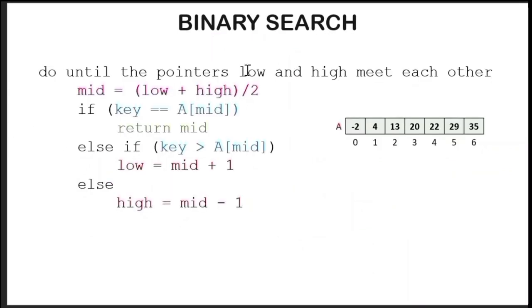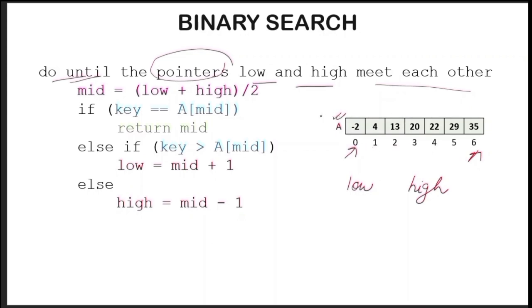So this is the algorithm of binary search. We repeat the process until the pointers low and high meet each other. That is, we take two pointers, low and high. What is a pointer? It is pointing to some index value. So low and high are the two pointers that will point to index values of array A.